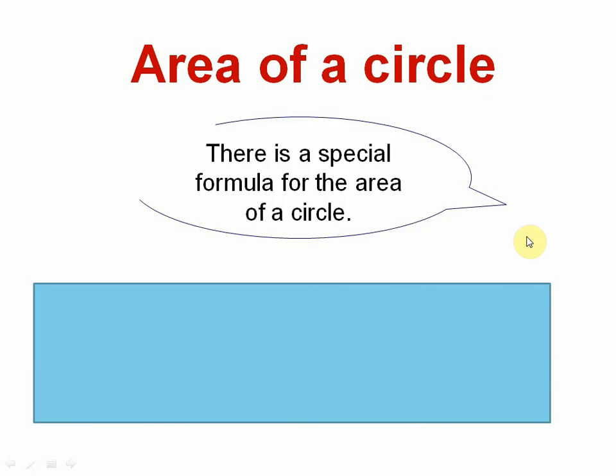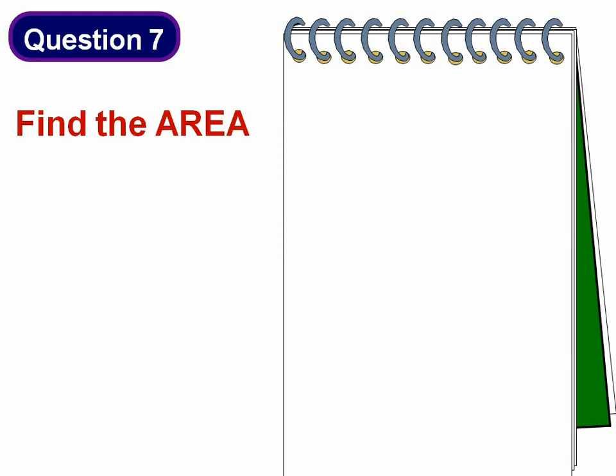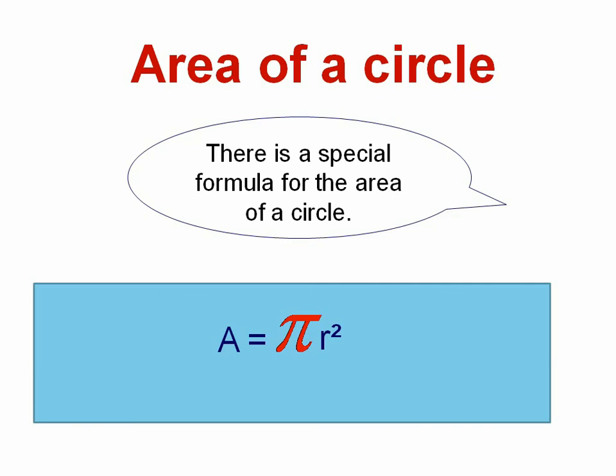Next, moving on, area of circle. There is a special formula to calculate the area of the circle, which is A equals pi r square. A equals pi r square. Now we need the radius to calculate the area.